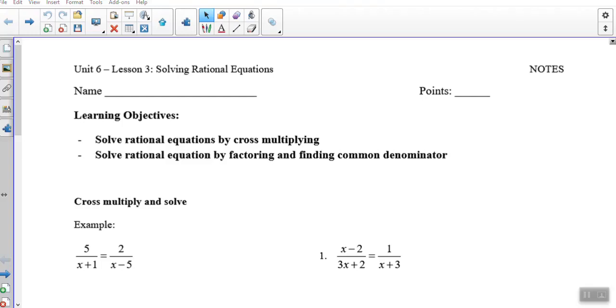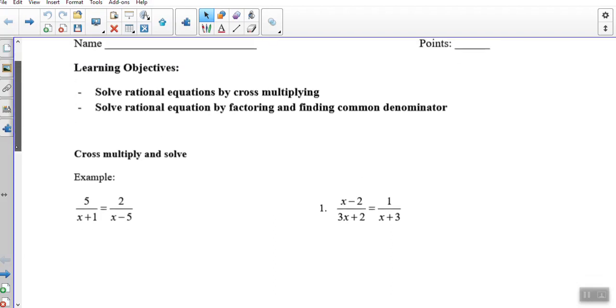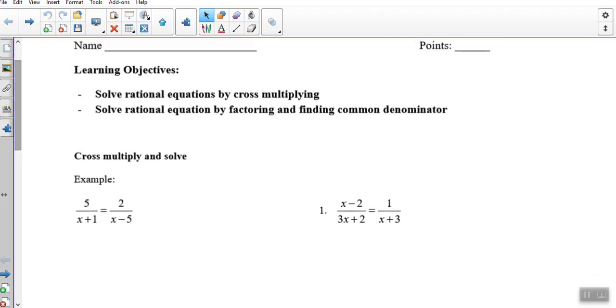Hello, this is Unit 6, Lesson 3. We're looking at solving rational equations. We're going to take some of what we did in Lesson 2 with adding and subtracting and use that to solve rational equations. The first way to solve is if you have one fraction on either side, you can cross multiply.